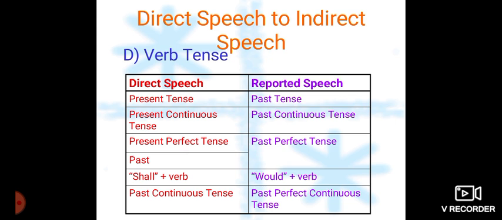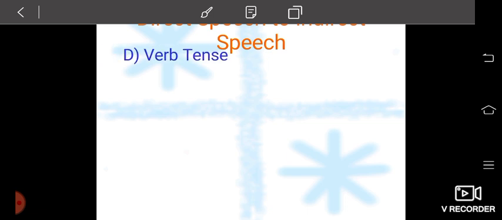Next, the main rule of this is verb tense changes. We are going to see the tense changes now. So what do the tense changes mean here? In direct speech, we are having a sentence in a present tense. That means here we want to look at the sentence in direct speech, that is, the sentence in between the inverted commas. We want to identify which tense it is having.